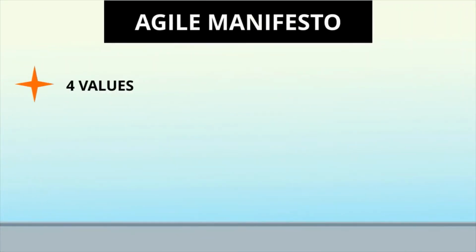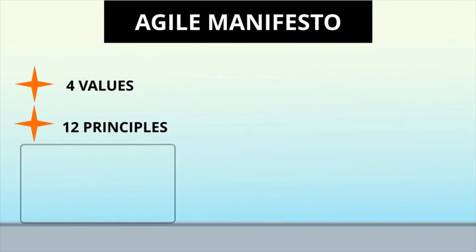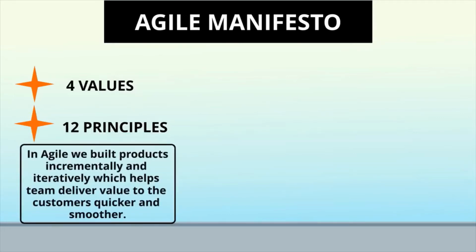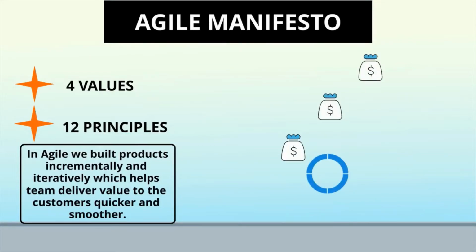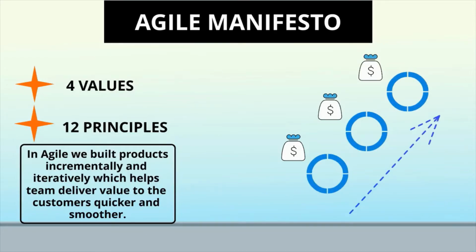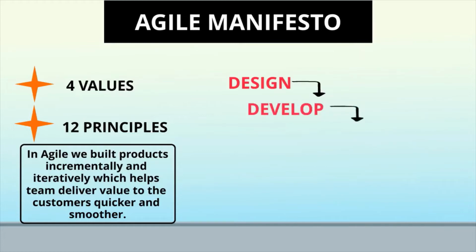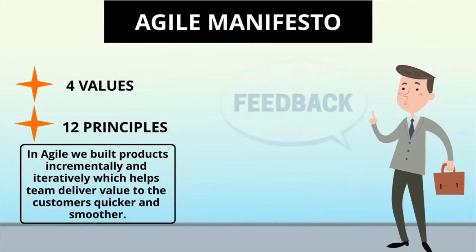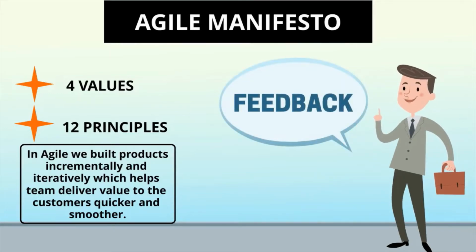The 4 values and 12 principles of Agile were created to address these difficulties. In Agile, we develop things in a unique way. We develop products incrementally and iteratively, allowing teams to deliver value to customers faster and with fewer problems. An Agile team distributes work in small yet consumable increments. We begin with a small project and progress through design, development, testing, and deployment. The consumer and stakeholder feedback is then gathered and included back into the cycle.